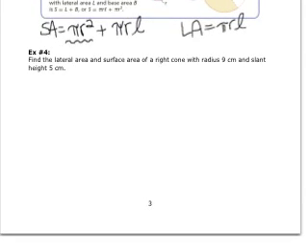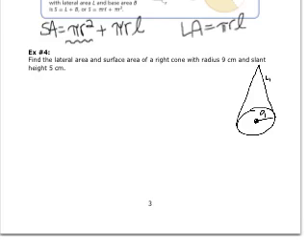Okay, let me go through a couple of these with you. Find the lateral area and surface area of the right cone with the radius of 9 centimeters and slant height of 5. So let's draw a picture. Circle with the center. And then let's try to draw a cone. So I've got radius labeled as 9. And then I want the slanted height, so I want the outside. I want that 5 right there.